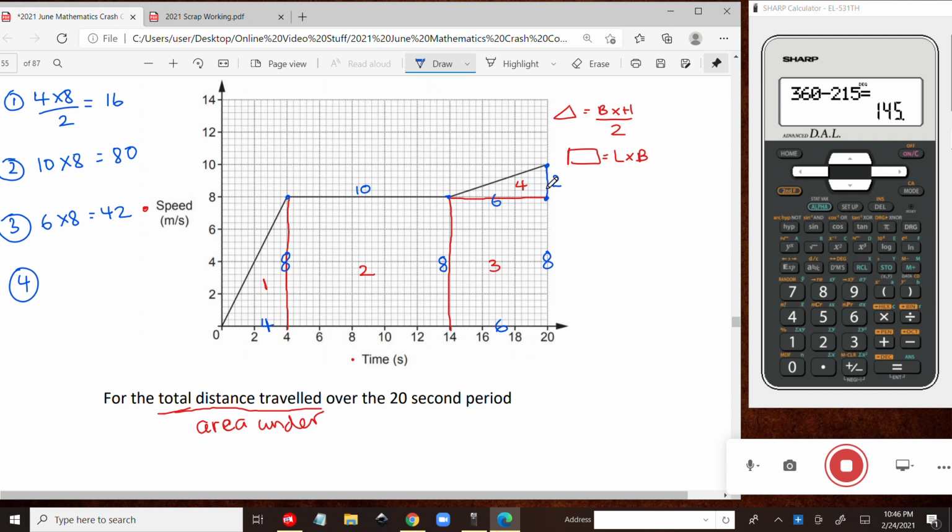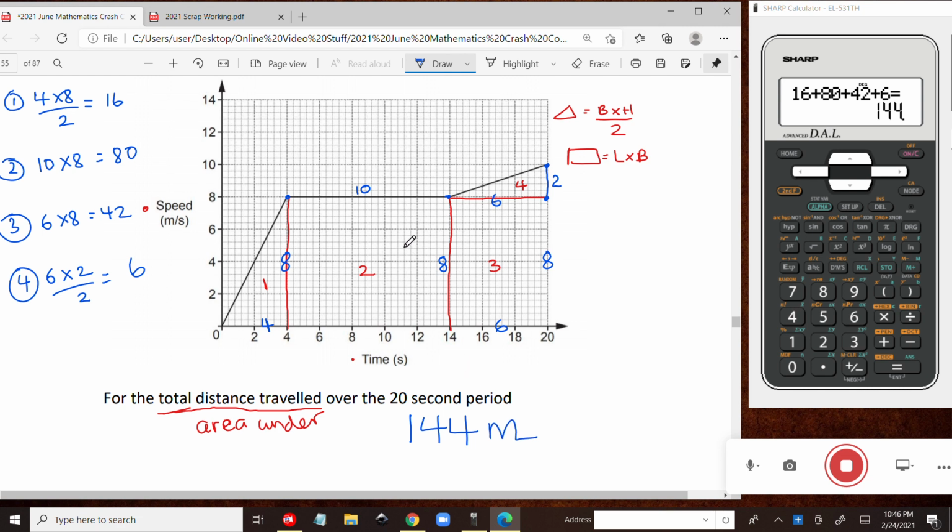Base by height divided by 2, we will get 24. We just add up all 4 answers and we have the total distance. 16 plus 80 plus 48 plus 24, 144. So the total distance is 144 meters.